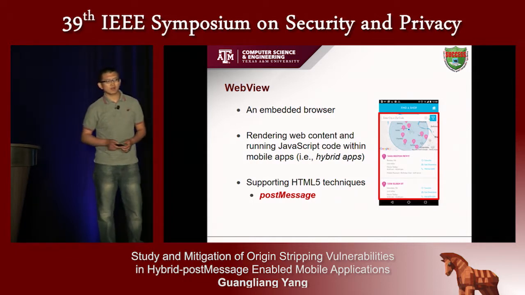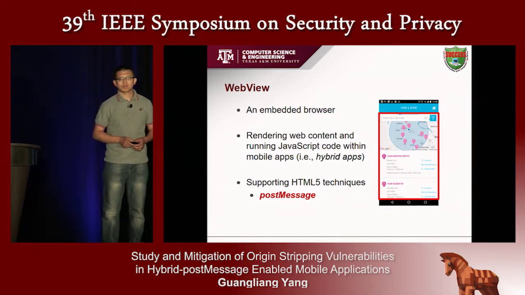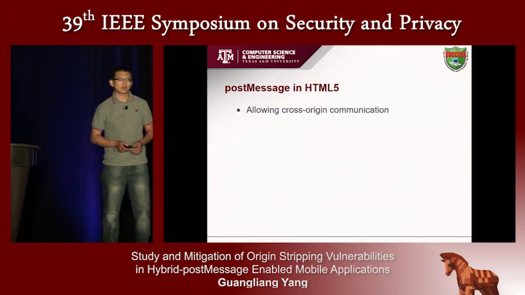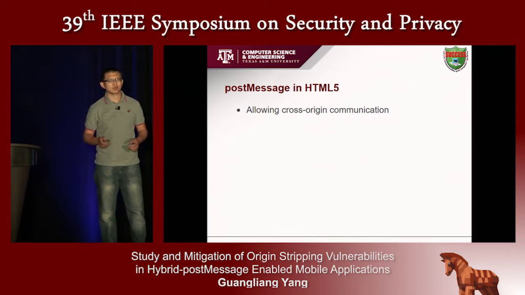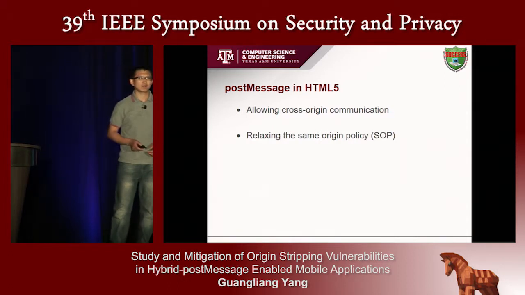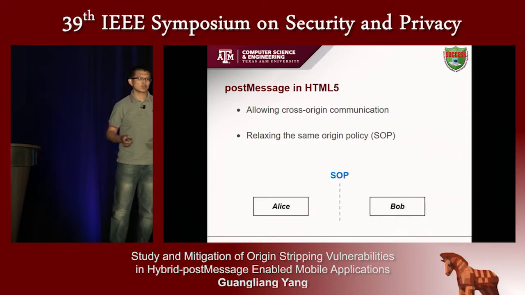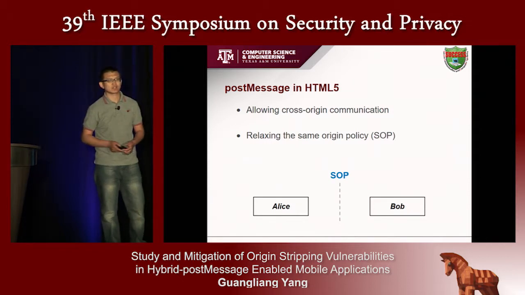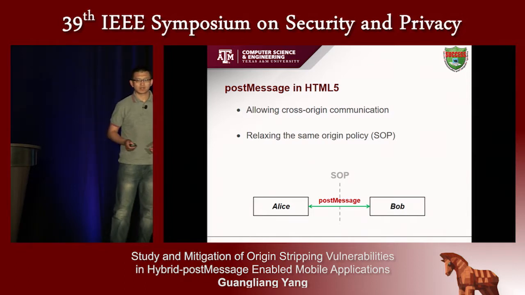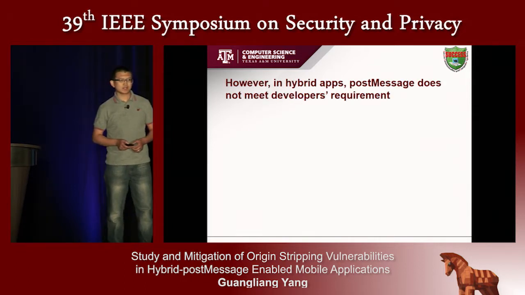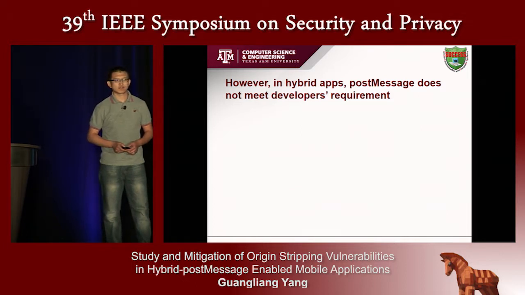WebView is also very powerful. It can support most HTML5 techniques such as post-message. Post-message is very popular on the web platform. It is frequently used to allow communication between different origins and relax the same origin policy restrictions. Assume there are two web frames, Alice and Bob. If they have totally different origins, it's very difficult for them to communicate because of the same origin policy. Post-message mitigates the problem. However, in hybrid applications, post-message does not meet developers' requirements.